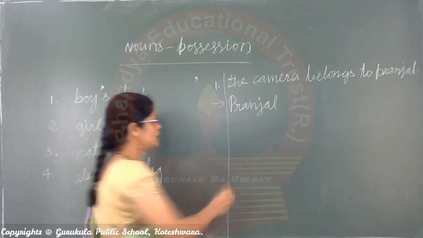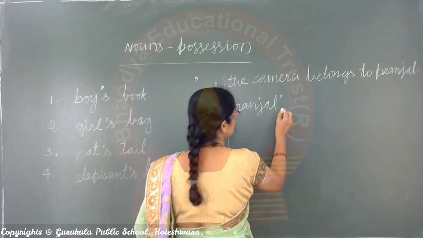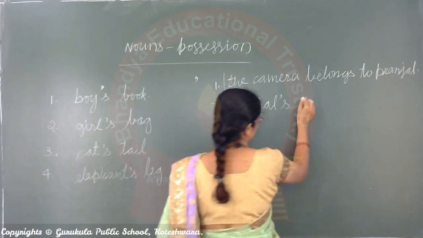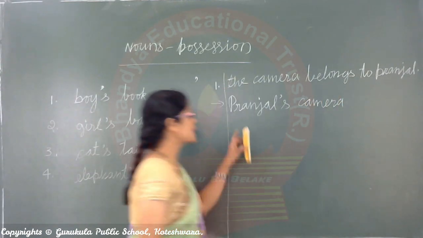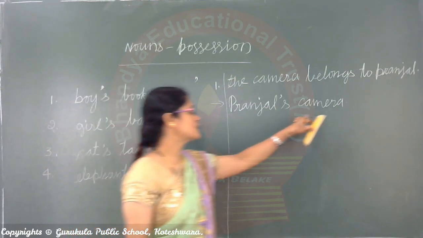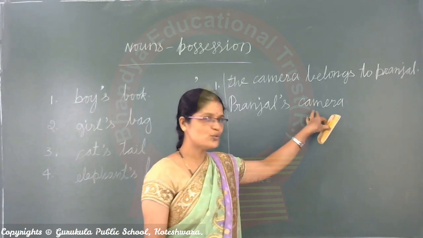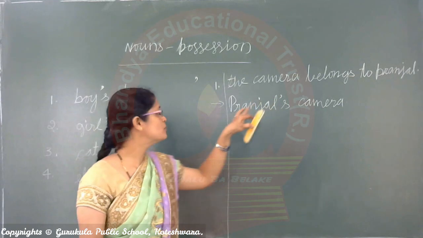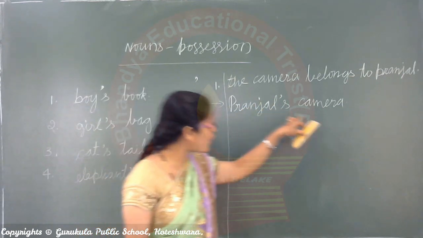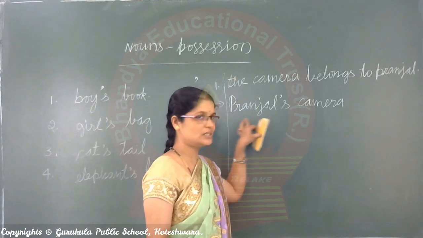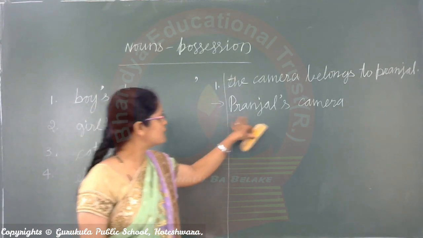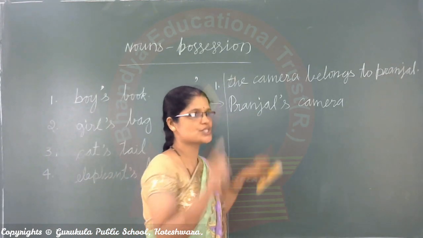See, Pranjal, apostrophe s. Pranjal's camera. There is a camera. Who is the owner of the camera? Pranjal. So Pranjal's, here in this example, Pranjal's is the possessive noun.